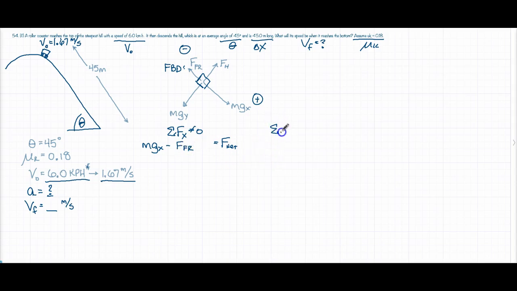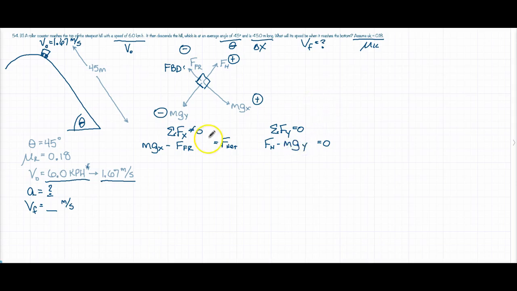The sum of the forces in the y direction is equal to 0. I know this because the roller coaster is not accelerated vertically. I'm going to call up, in the direction of the normal force, positive, and down the negative y-axis, in the direction of mgy, is negative. This becomes the normal force minus mgy is equal to 0.